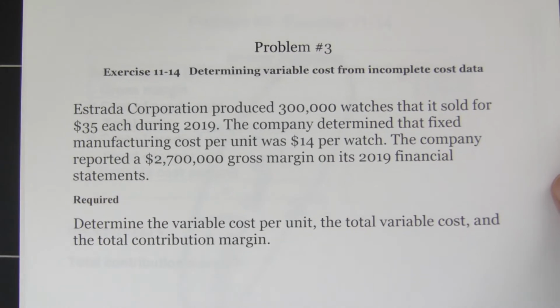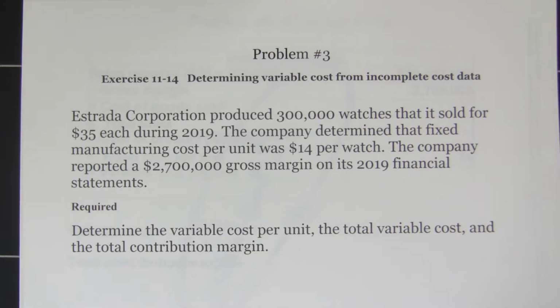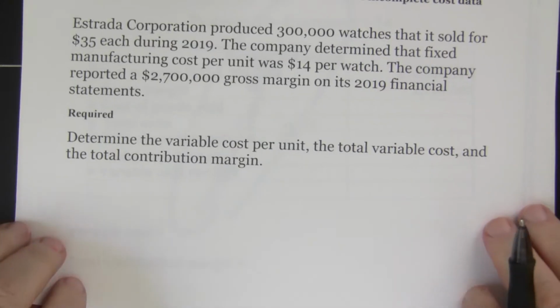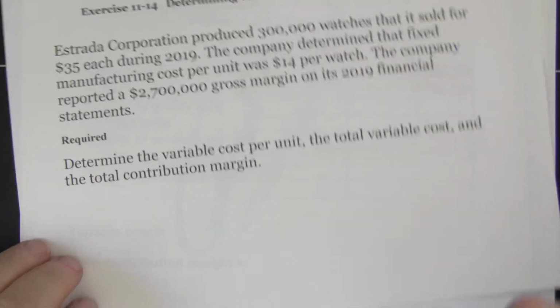Problem 3, this is exercise 11-14 in your text. This is probably the trickiest problem of the group because it asks you to go backward and forwards, and you really have to know all of the pieces. So let's just take a quick minute to review.